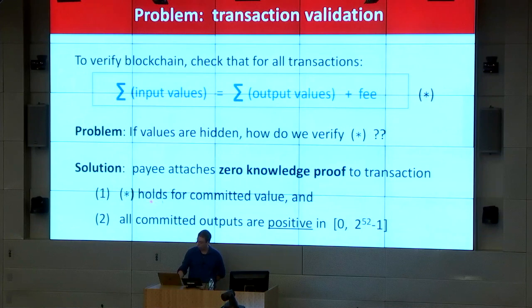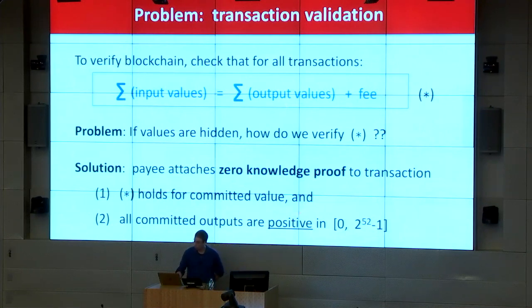this equation actually holds. But equally importantly, there's another thing we have to prove which people often ignore, which is that all the values I committed to are positive. If it turns out one of these values happens to be negative, then disaster happens. And actually, I'll show you an example of why disaster happens in just a minute.